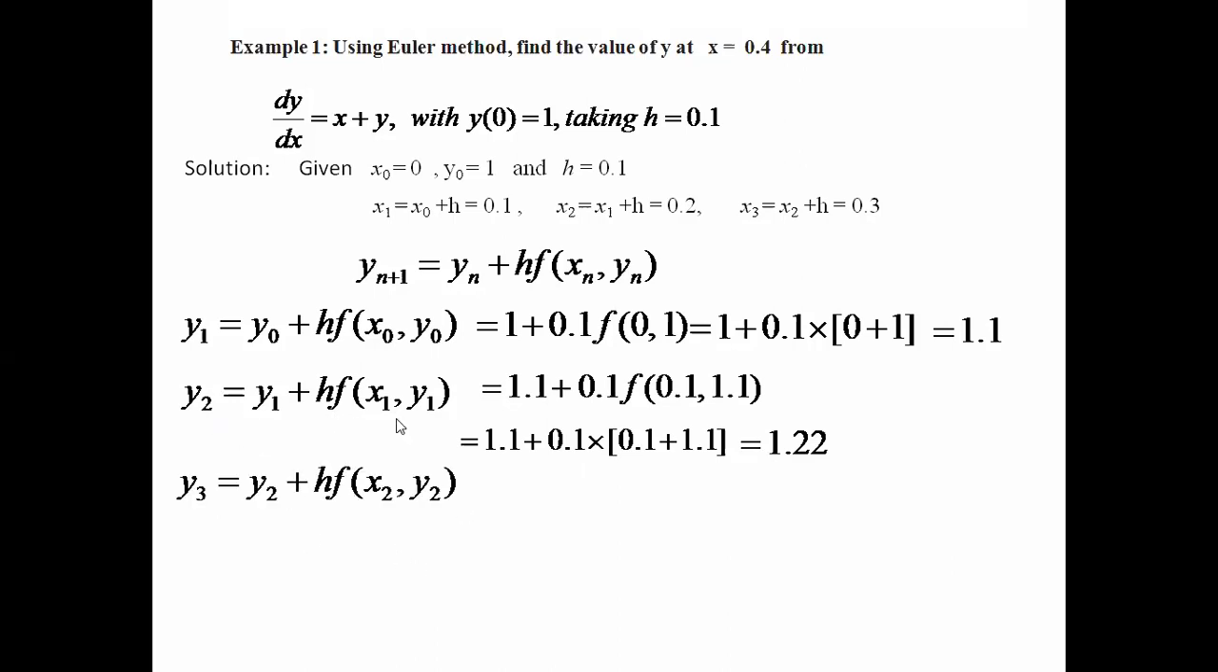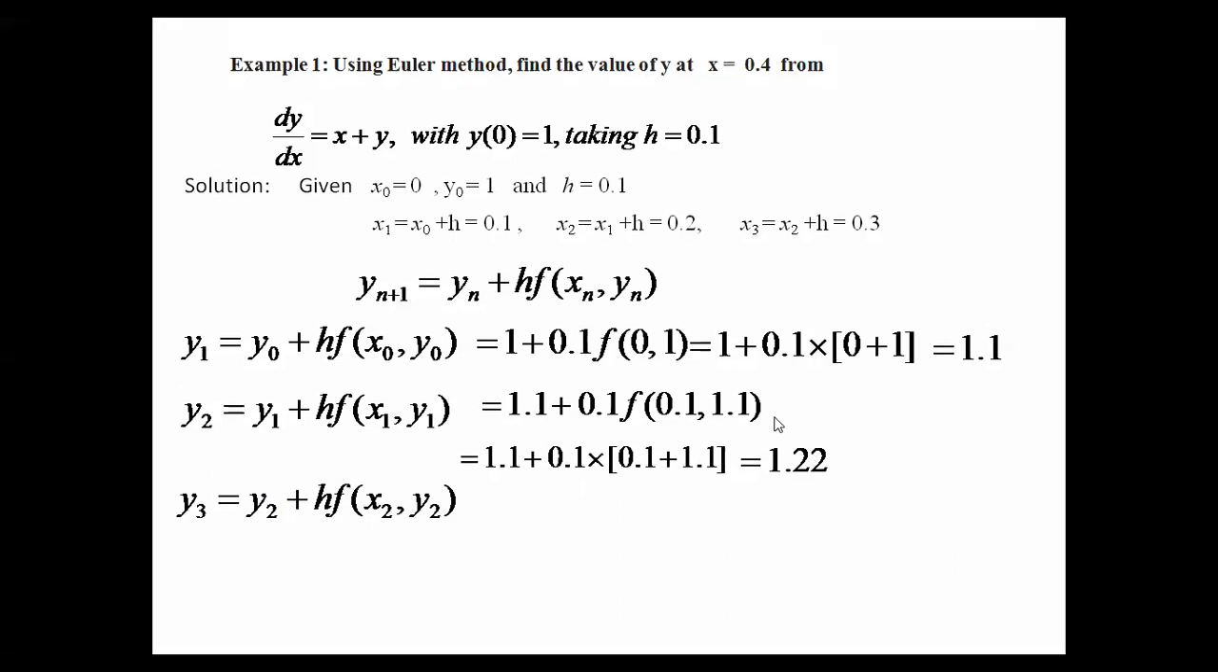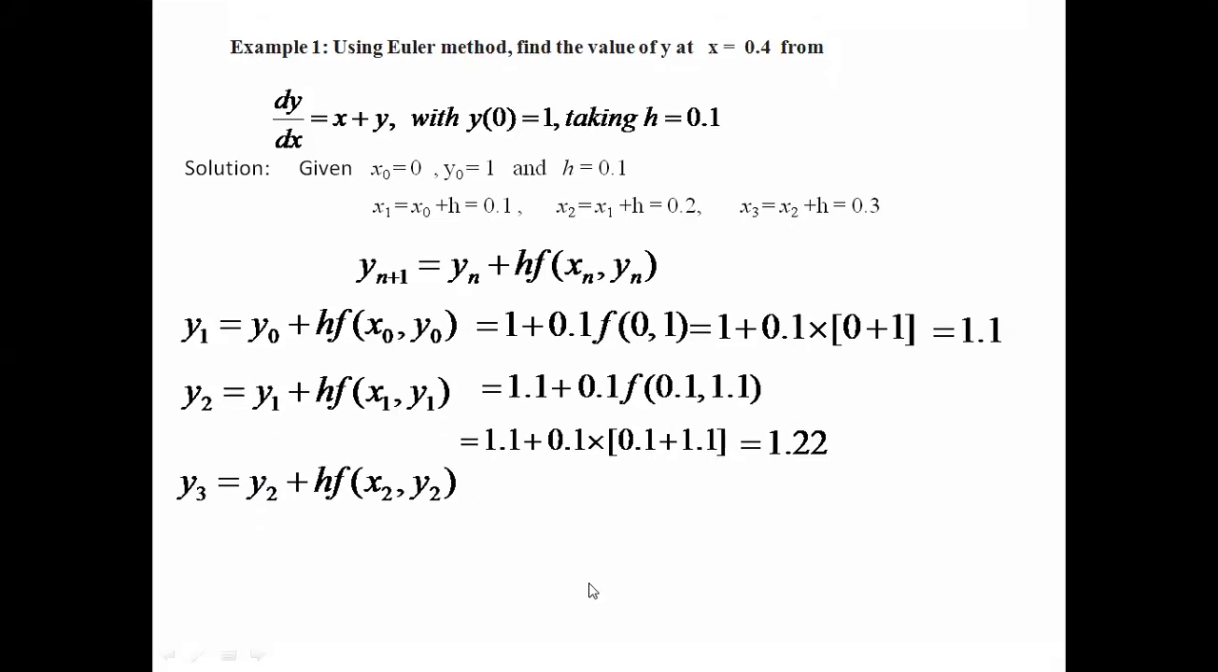By knowing this, let us see what is y suffix 3. y suffix 3 means the solution at x equal to x3. The solution at x3 is obtained from the solution at the previous step, that is y2 plus h into f of x2 comma y2. So all these are known. y2 is written here, 1.22, plus h, where h is 0.1, into f of x2, where x2 is 0.2, plus y2, 1.22.